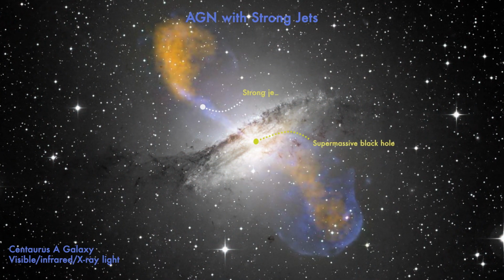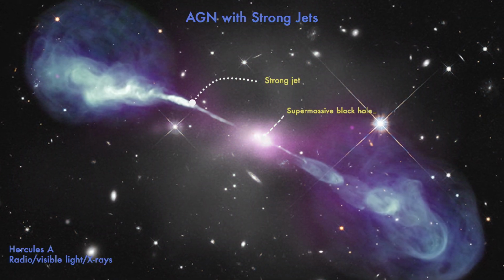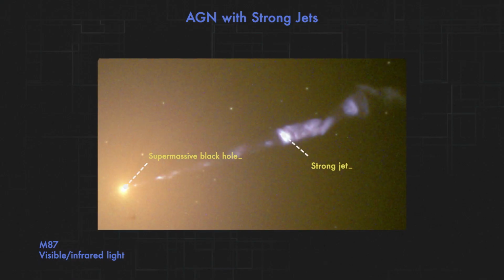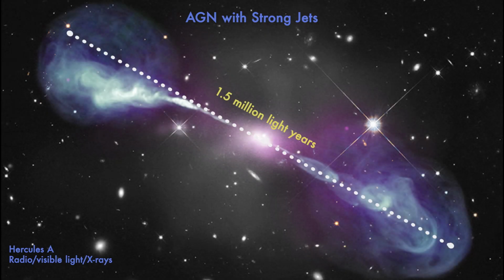There are strong jets and weak jets. High intensity AGN, the large jets, have been studied for a long time. We've seen, they're very obvious. You can see them on the sky. You see them bright in the radio emission. You see them bright in the optical. The largest ones can get several million light years in size.